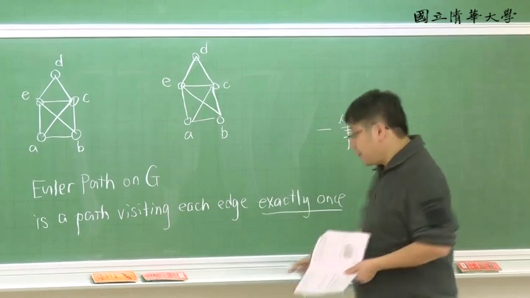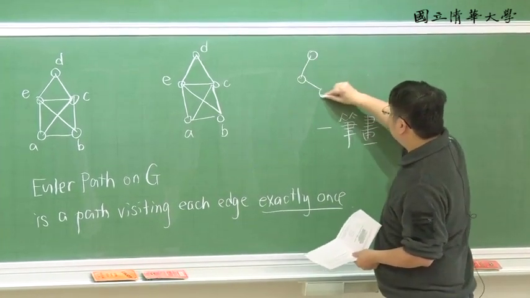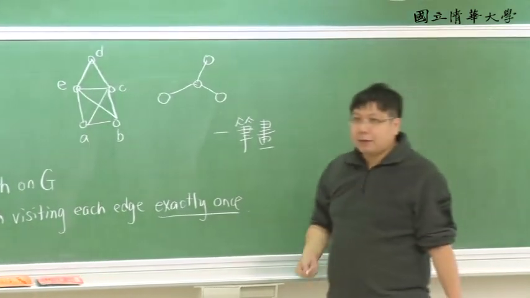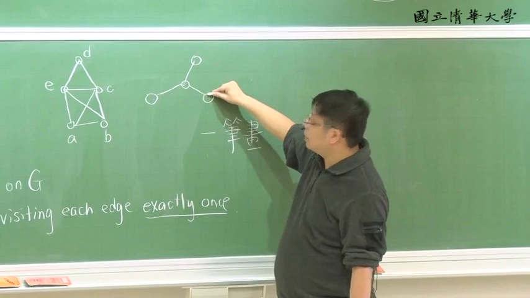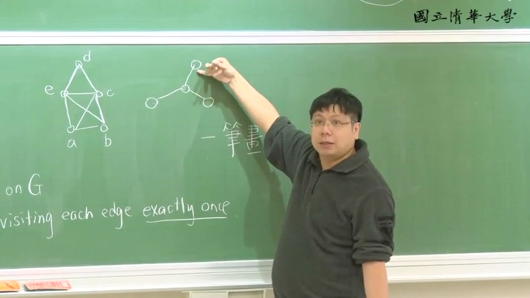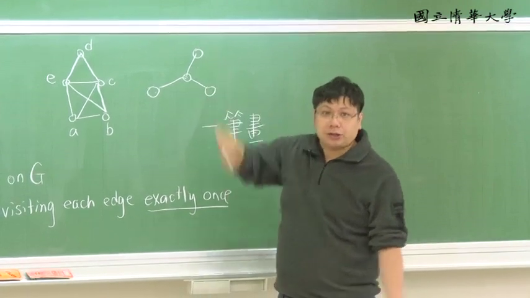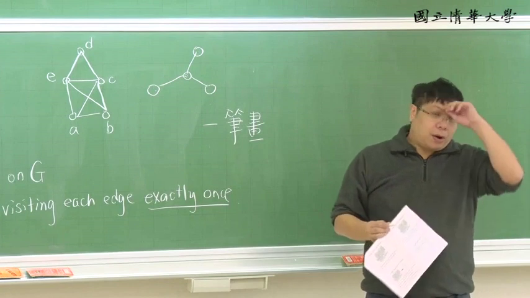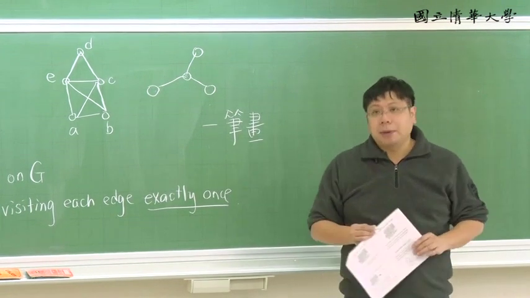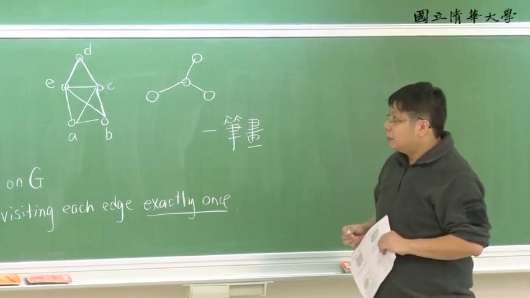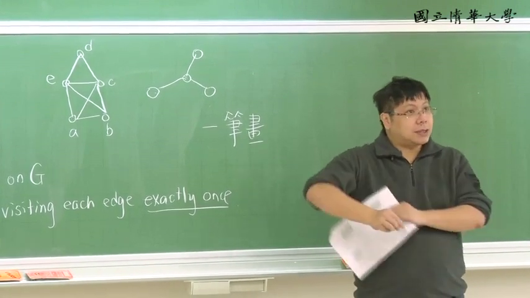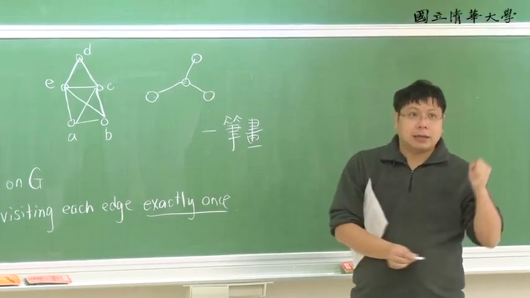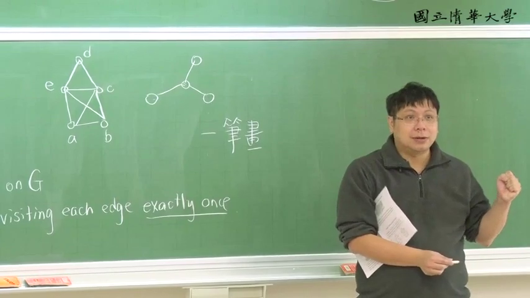But some graphs may not have an Euler path. You can simply look at this. This is a very simple graph, and you can't have any Euler path. If you start at this vertex, you go here and you go here, and then you cannot visit this one, because we cannot come back. Each edge can only be visited exactly once. So there is a problem to check if a graph has an Euler path or not. Moreover, if you start at a certain vertex, draw the Euler path, and end at the same vertex, then it is called an Euler circuit. Is that okay? Good.